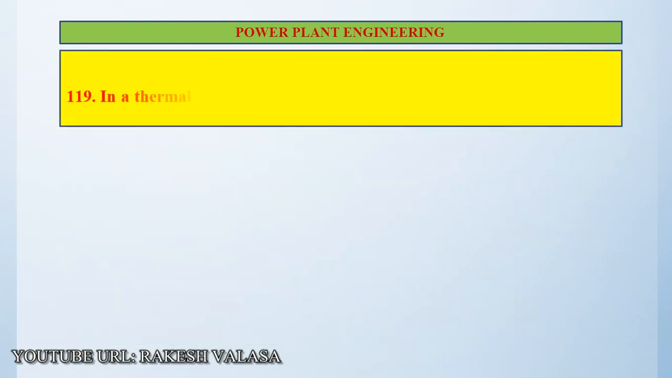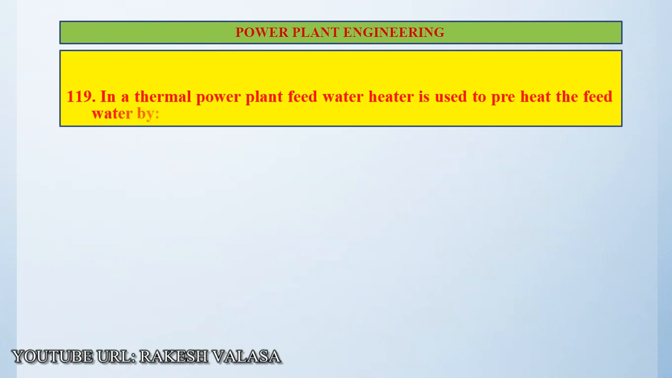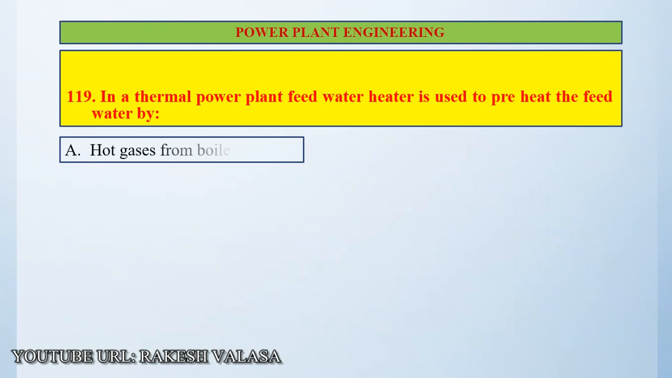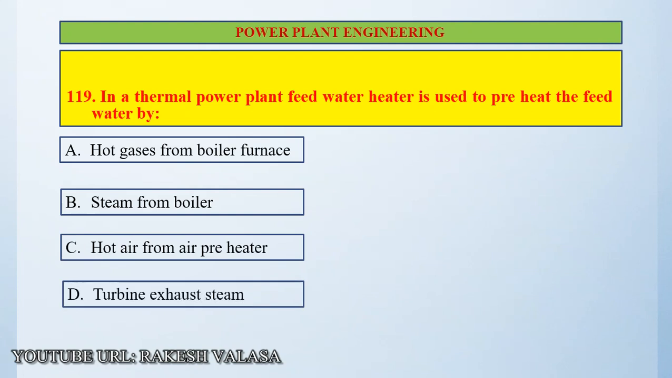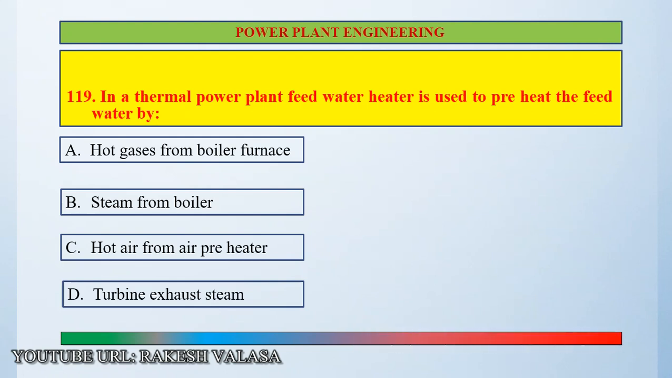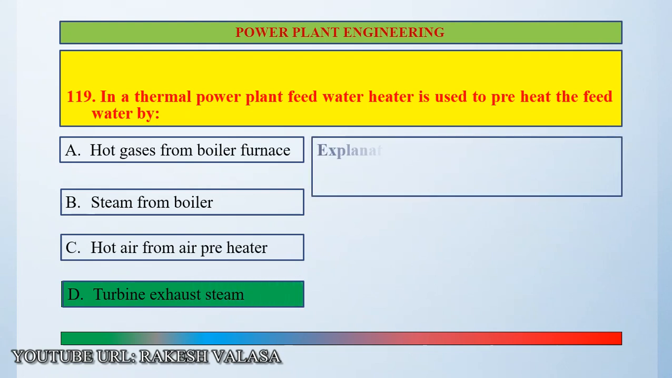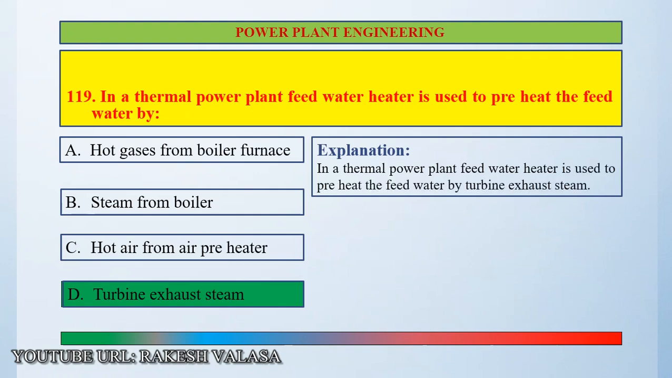Question number 119. In a thermal power plant, feed water heater is used to preheat the feed water by: option A hot gases from the boiler furnace, option B steam from boiler, option C hot air from air preheater, option D turbine exhaust steam. The correct answer is turbine exhaust steam. Let us see the explanation. In a thermal power plant, feed water heater is used to preheat the feed water by turbine exhaust steam.